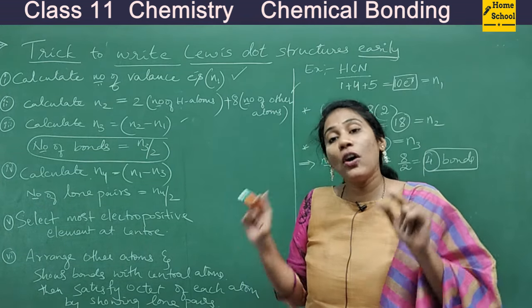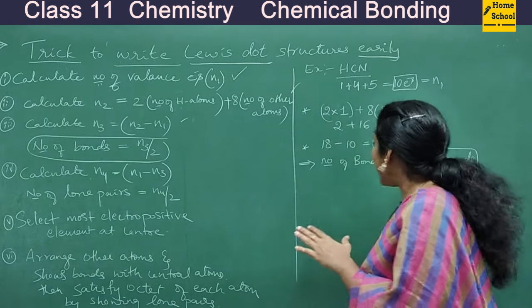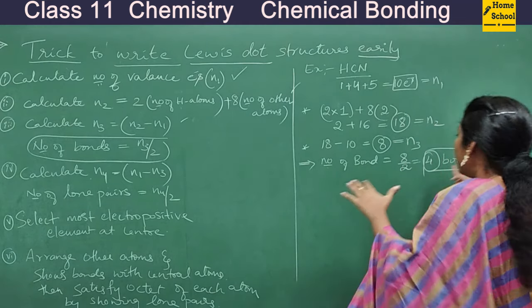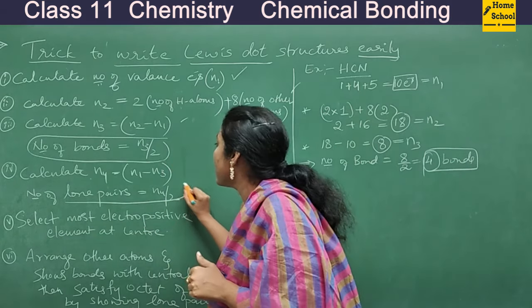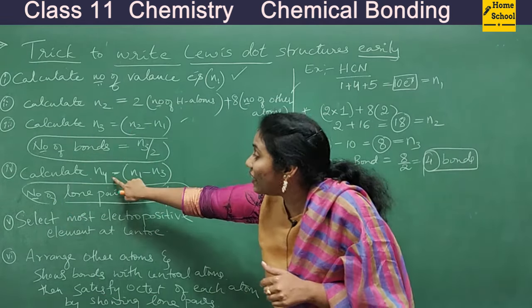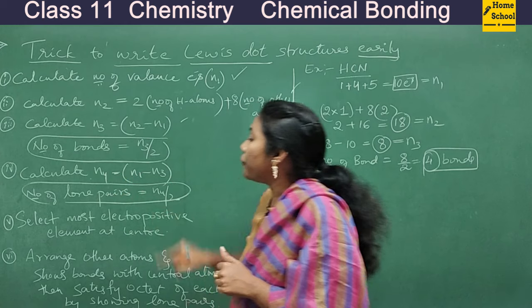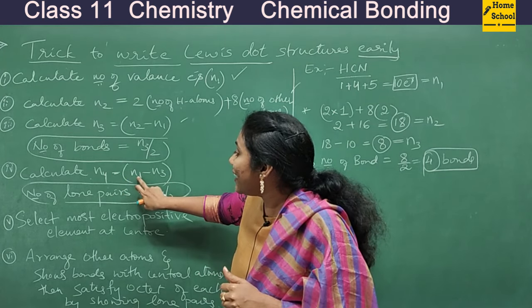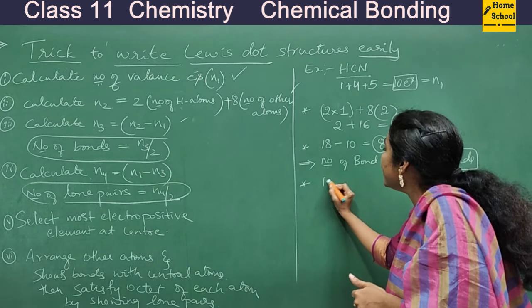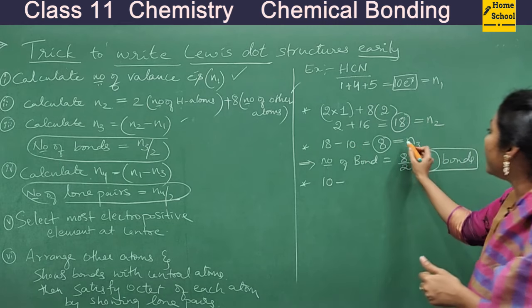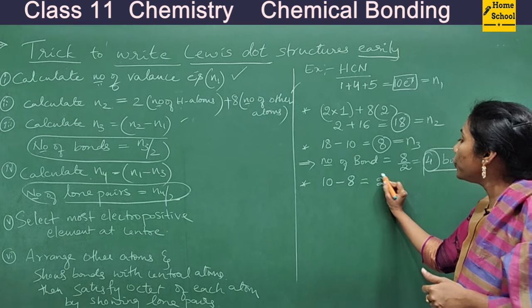Okay. And you should also get to know how many lone pairs are there. Isn't it? So number of bonds, half our work is over. Then to find the number of lone pairs, what you need to do? You should calculate N4. How do you calculate N4? It is N1 minus N3. What is N1? N1 is 10. Minus N3. What is N3? 8. So 10 minus 8, you will get 2.